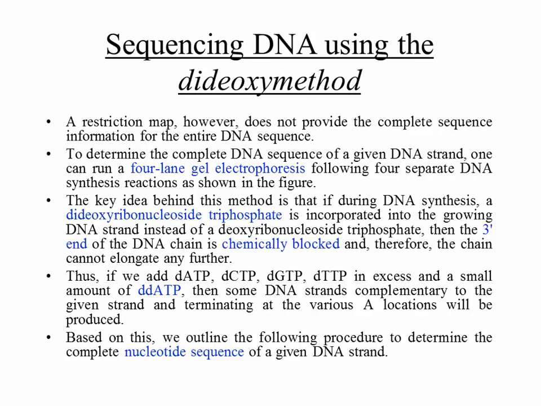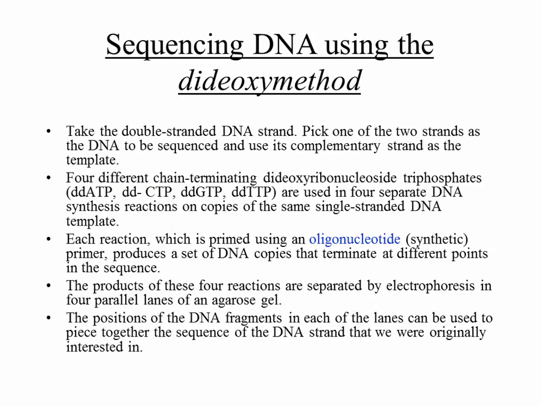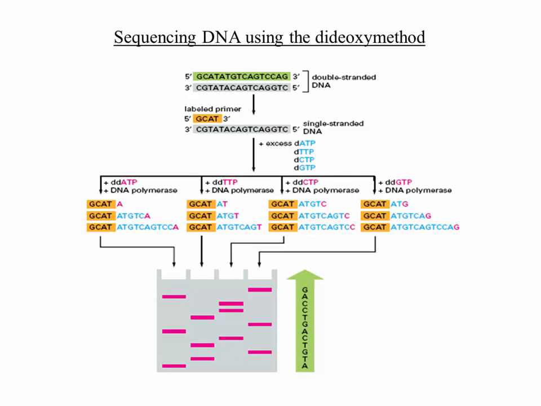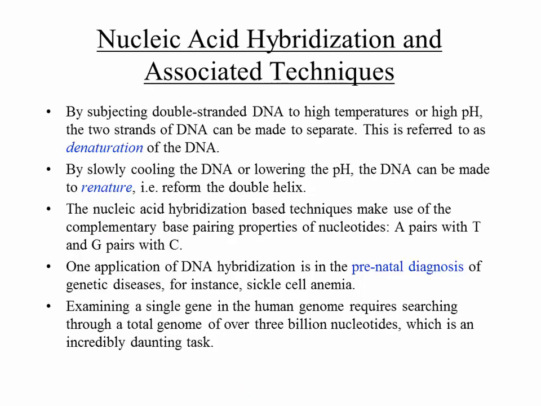Thus, if we add dATP, dCTP, dGTP, and dTTP in excess, that's the normal ones, and a small amount of the dideoxy one, let's say ddATP, then some DNA strands complementary to the given strand and terminating at the various A locations will be produced. Based on this, we outline the following procedure to determine the nucleotide sequence of a given DNA strand. This is just text that explains what I already showed you on the diagram, and you can read through this. Any questions?